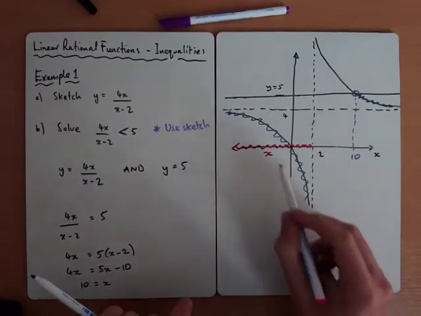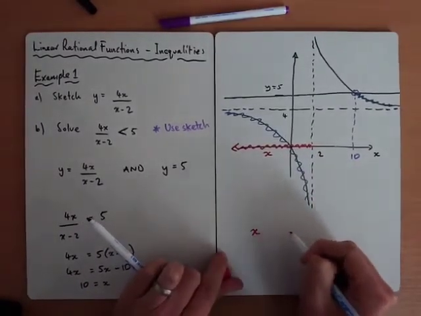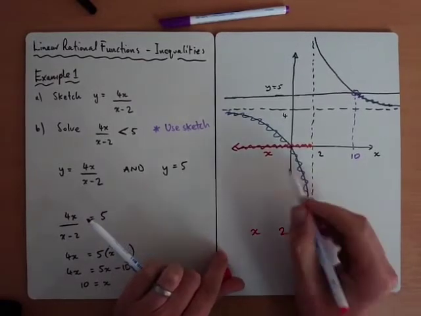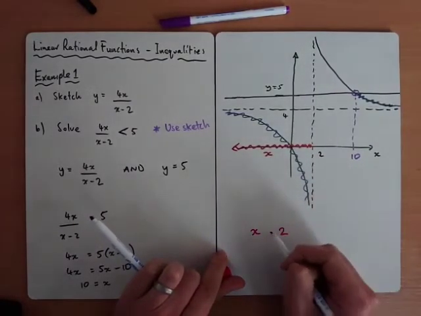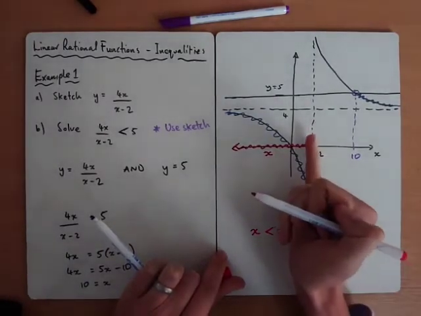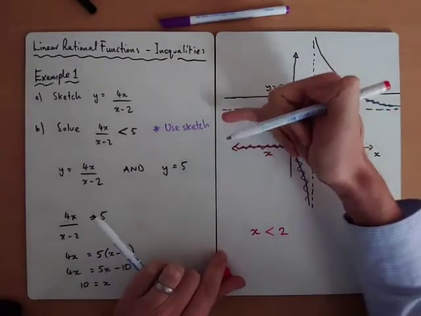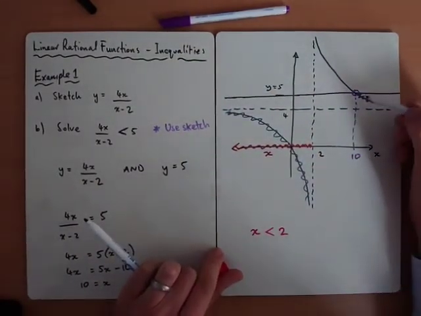Okay, so think about your number line. The way I write this is I put the smaller number on the left, the larger number on the right. So when x is less than 2, you can see that our graph is less than 5. But that's not the only solution. We've also got this bit up here.